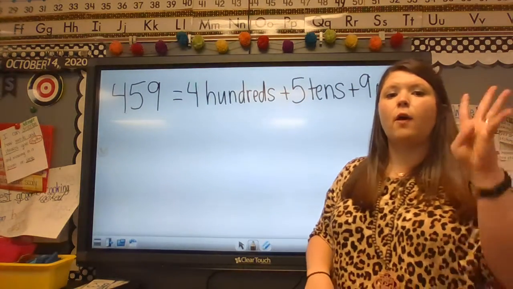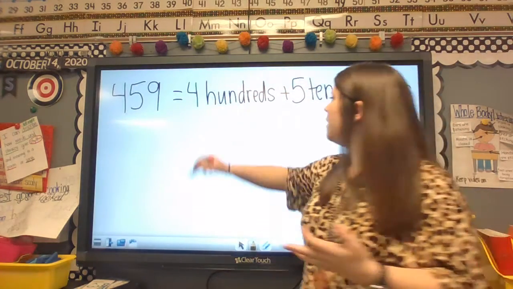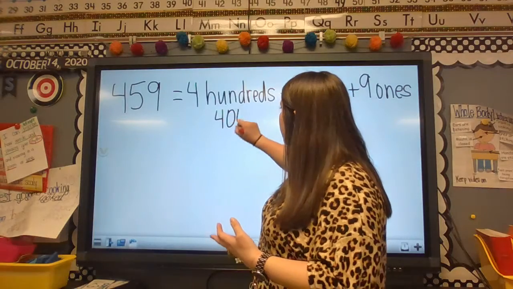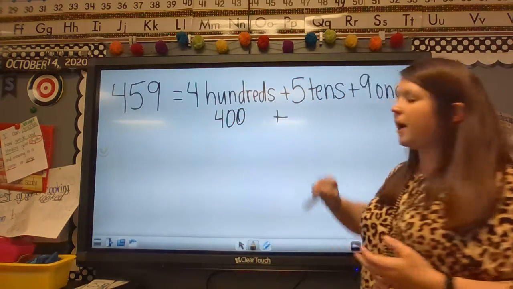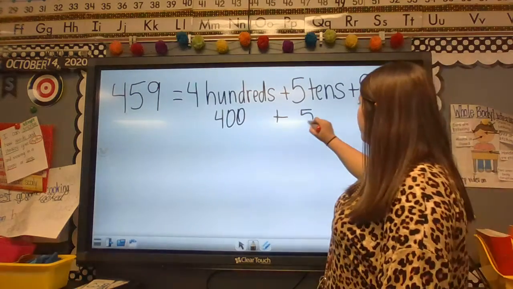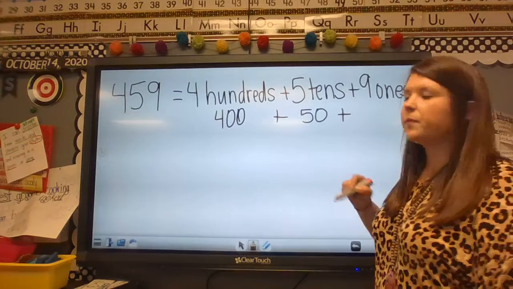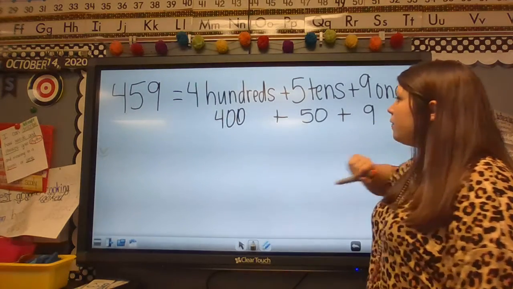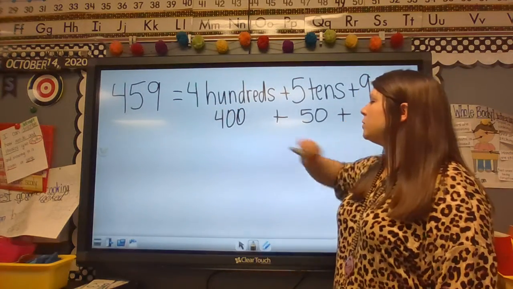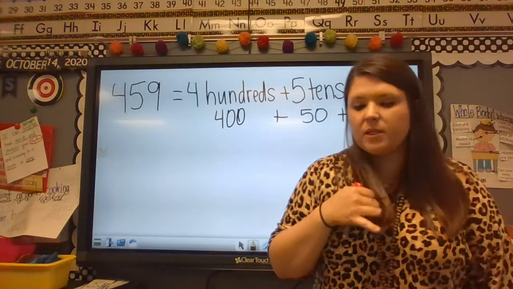So how much is 4 hundreds worth? 400. How much is 5 tens worth? 50. And how much is 9 ones worth? 9. So 459 is equal to 400 plus 50 plus 9. Great job. Let's do another one.